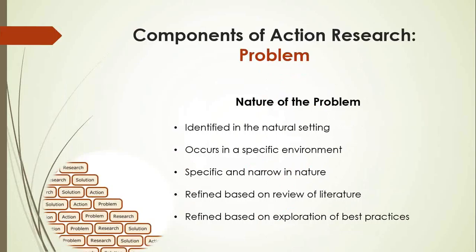So what are some of the characteristics of a problem? As I already said, action research problems normally are problems that you have identified in a natural setting, right? Something that is really happening in your profession, right? What you are doing, you think about what is really going on in terms of something that is problematic, right? And it should be specific, right? It's not like abstract things. It should be specific and something happening in a specific environment. And it should be specific and also narrow in nature.